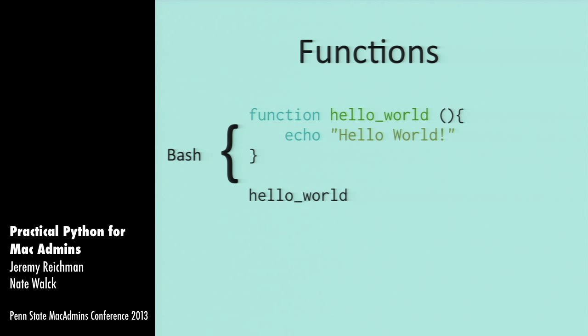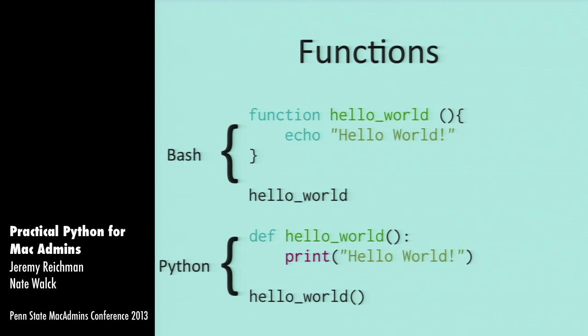Here's just a simple Bash one, function hello world, and then you call it just hello underscore world. And that's what you do in Bash. And then in Python, it's using def for definition, def hello world, and then the parentheses are important, of course. And when you call it, you also have to use the parentheses, unlike in Bash. And we're using the print with the parentheses there. That's a Python 3 thing, too.